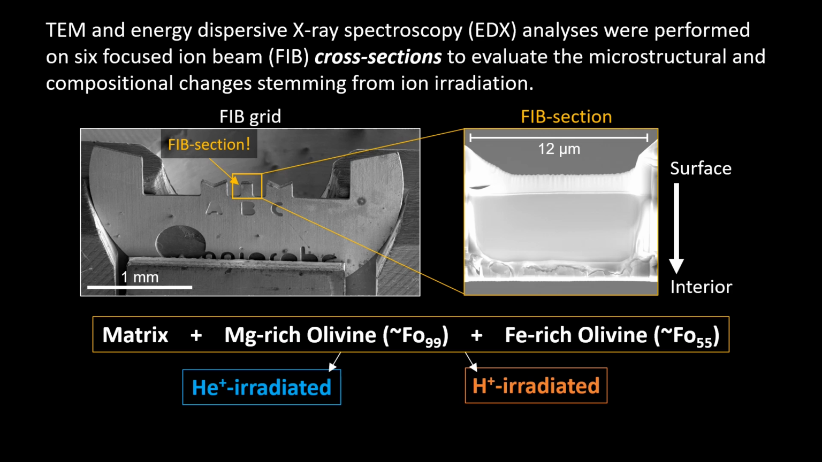I'm now going to discuss results from our TEM and EDX analyses, moving from the matrix samples to the magnesium-rich olivine samples, and finally the iron-rich olivine samples. But for consistency, the blue and orange color scheme is still used in the remaining slides to differentiate between the FIB sections pulled from the helium irradiated versus the hydrogen irradiated regions.